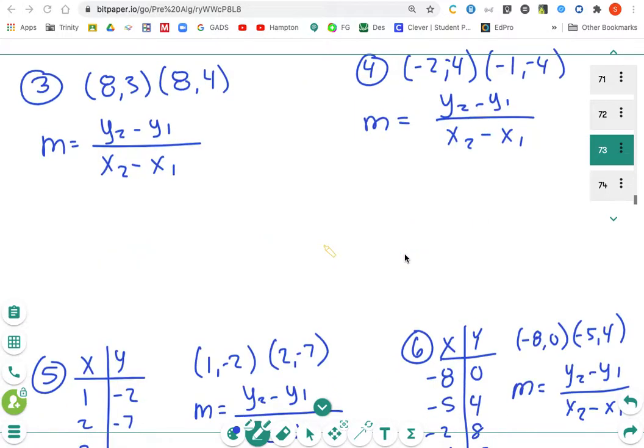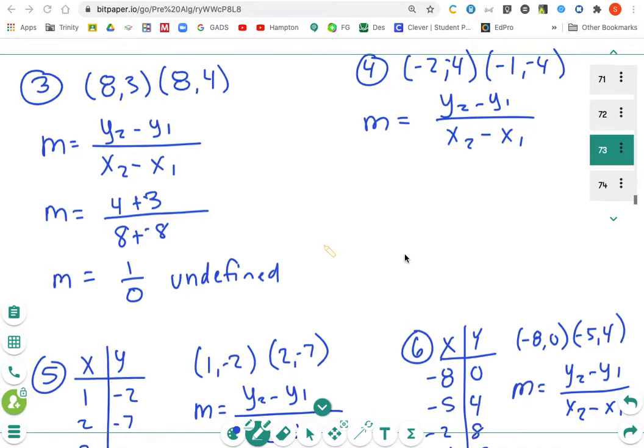Number 3. M equals y2 minus y1 over x2 minus x1. M equals substitution step, 4 minus 3, 8 minus 8. Keep, change, change, keep, change, change. M equals 1 over 0, which is going to be undefined.